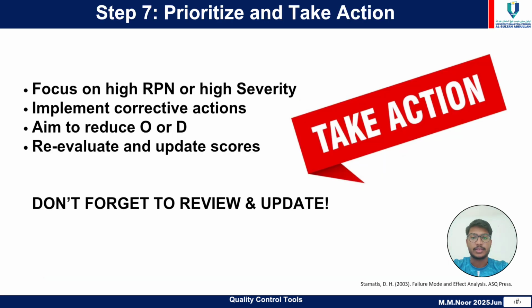So once the RPNs have been listed and ranked, we then prioritize and take action. So we first focus on high RPNs with high severity, then implement corrective actions and aim to reduce the occurrence as well as the detection, and then to reevaluate and update scores. And as I said, FMEA is a living document, so it calls for constant reviewing and updating.